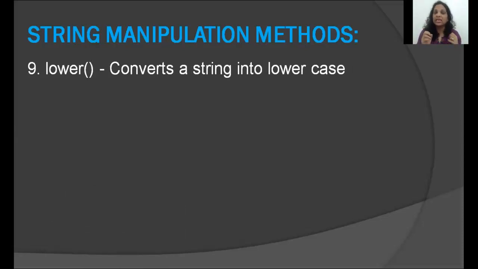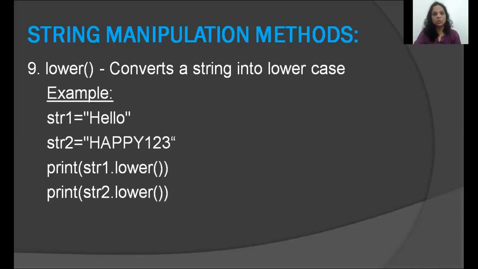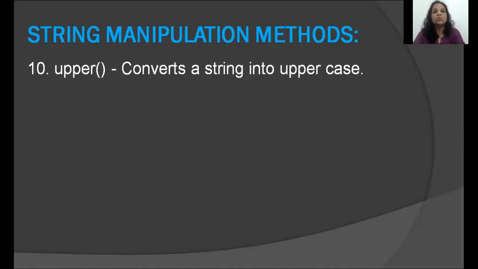isLower was checking if all the alphabets in the string were lowercase. What does the lower function do? It converts the string to lowercase. So if you have uppercase alphabets, it gets converted to lowercase. So I have HELLO. If I write str1.lower, hello will be completely in lowercase. HAPPY 1, 2, 3, str2.lower would have happy in lowercase. 1, 2, 3, obviously there is no lowercase of digits. So digits remain unchanged.